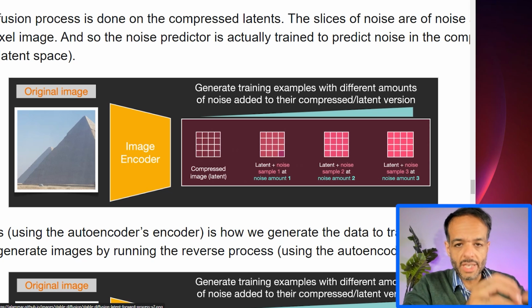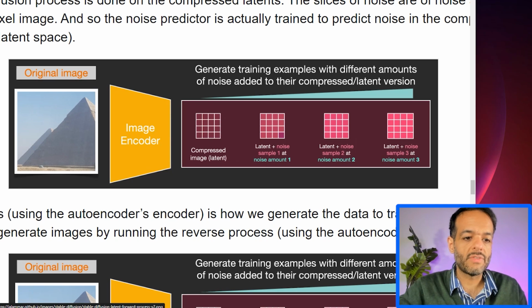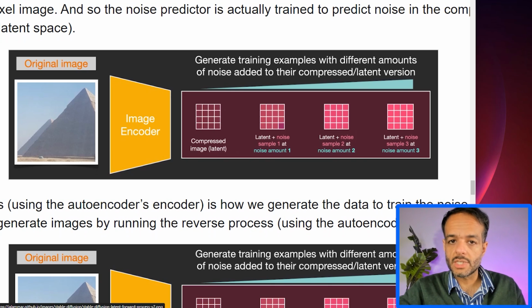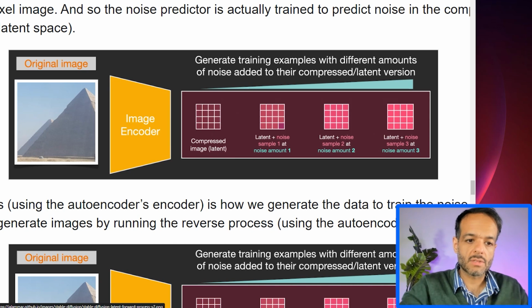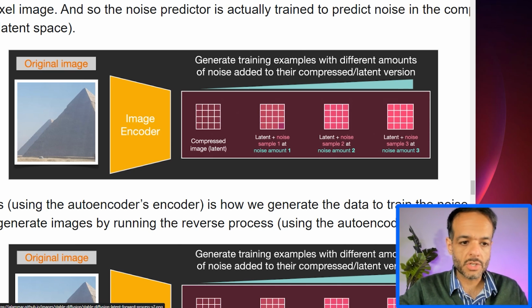So by working in the compressed latent space, Stable Diffusion makes this faster. Instead of generating the noisy images on the actual images, it works on these latent or compressed versions of them, where we pass the image through this encoder and have our compressed version. Then these are the amounts of noise that we add, not to the original image, but to the latent or compressed version of the image.